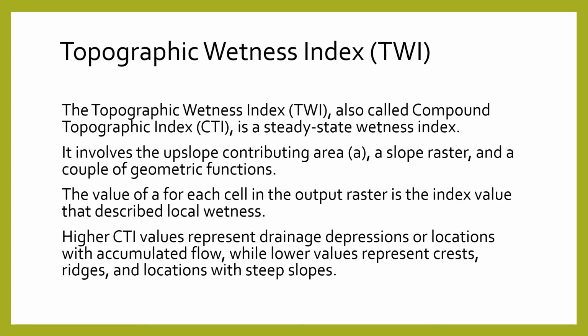The value for each cell in the output raster is an index value, and that index value relates to local wetness. And so what it's telling you is, relative to the surrounding cells, how wet is this cell. And so, as is always the case with index values, the numerical meaning has no context except within its own scale. So a value of 10 is wetter than 9, but it's not as wet as 11. Higher CTI values represent drainage depressions or locations with a lot of accumulation, while lower values represent crests and ridges or locations that have very steep slopes.